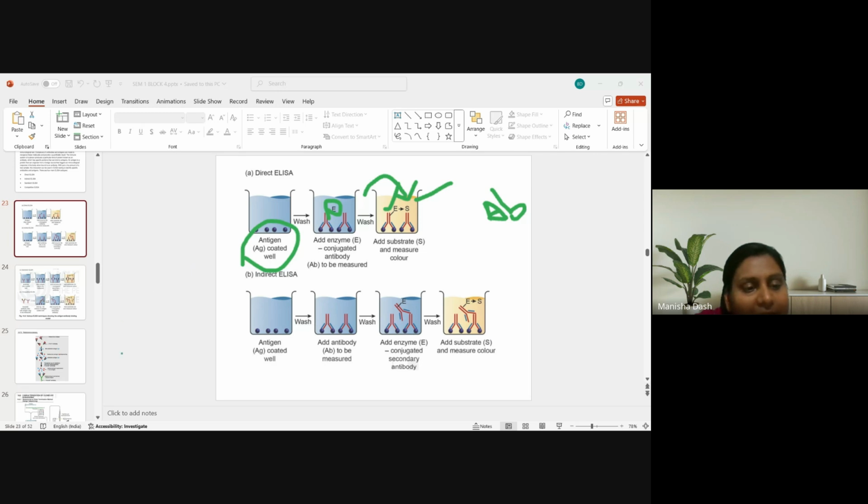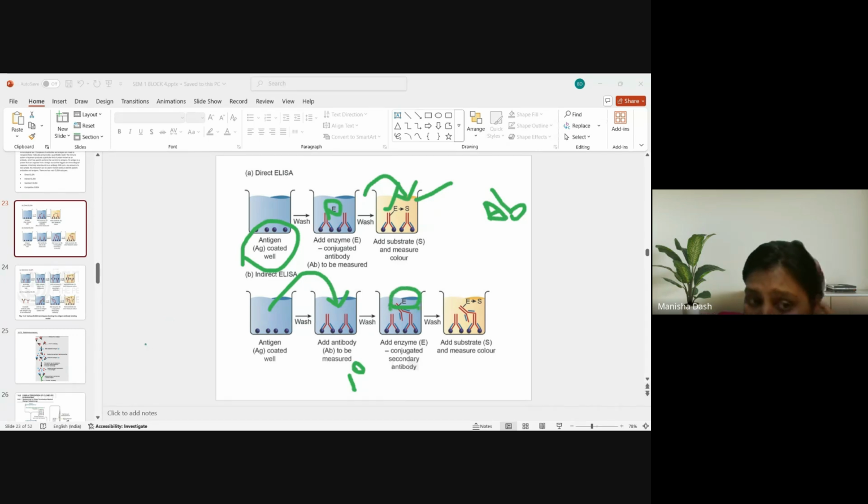Now, what is indirect ELISA? In indirect ELISA, the process is similar, but an extra antibody is used. The well is coated with the antigen, and you use the complementary antibody to bind the antigen. Next, you use a secondary antibody. The antibody that directly binds to the antigen is called the primary antibody. Then you use a secondary antibody that is linked to the enzyme.